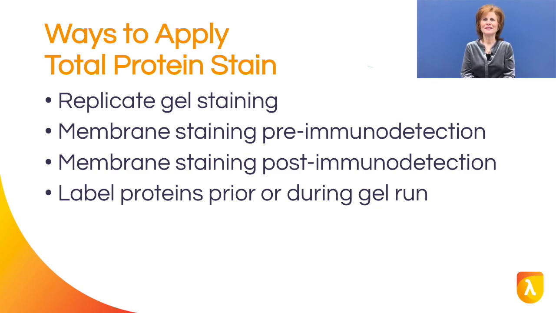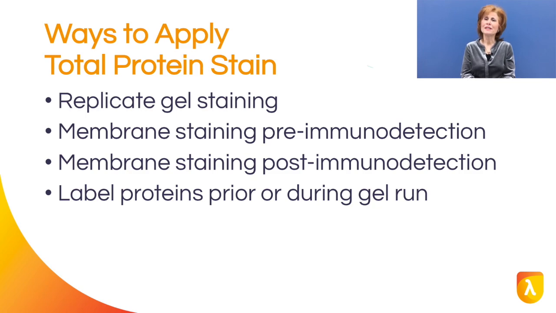One way is to stain a replicate gel for comparison with Coomassie Blue, for example. A second way is to apply stain to the membrane prior to immunodetection. An example of this would be Revert total protein stain. A third way is to add the stain to the membrane post-immunodetection, such as with Coomassie Blue.